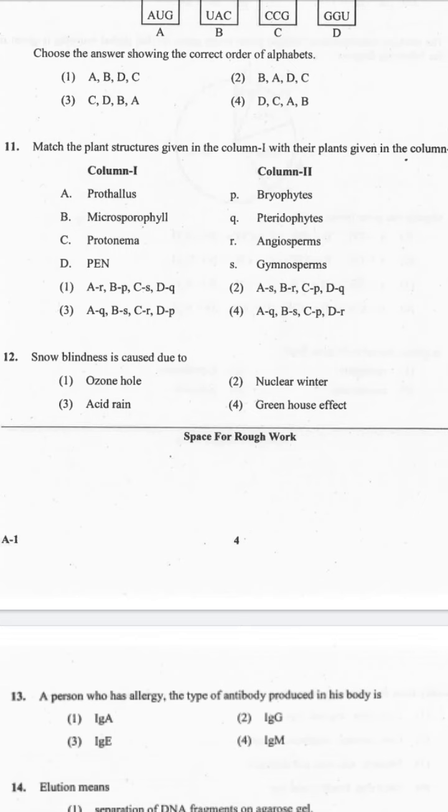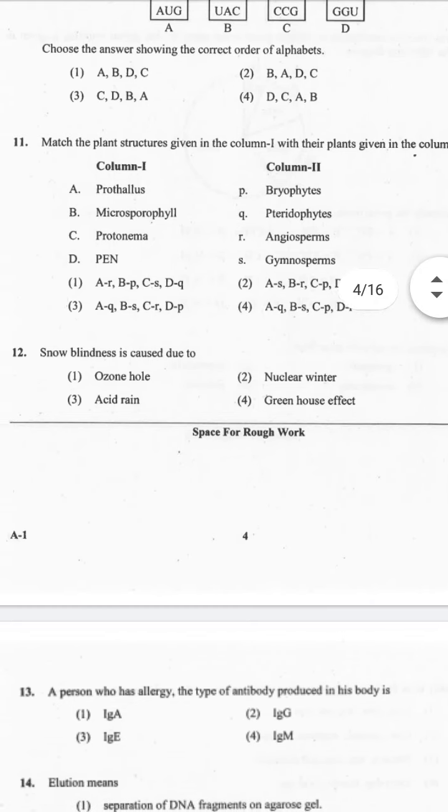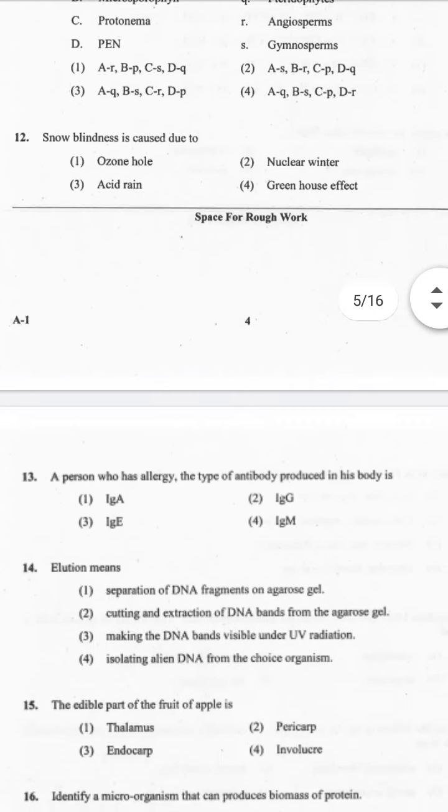The prothallus is the gametophyte of ferns, present in pteridophytes. In most gymnosperms, the male pollen cones, called microstrobili, contain reduced leaves called microsporophylls. When a moss, for example a bryophyte, first grows from the spore, it grows as a protonema, which develops into a leafy gametophore. PEN, the primary endosperm nucleus, is present in the angiosperm. Understood? So now let's go to 12th question.